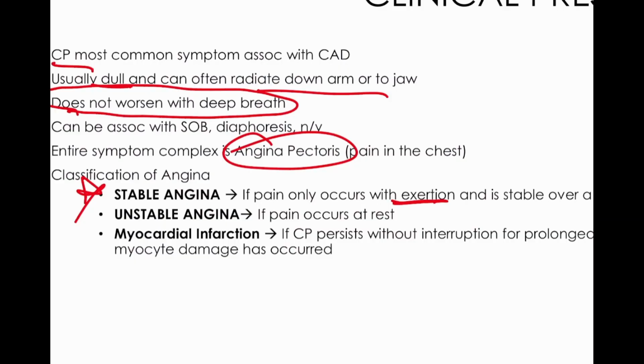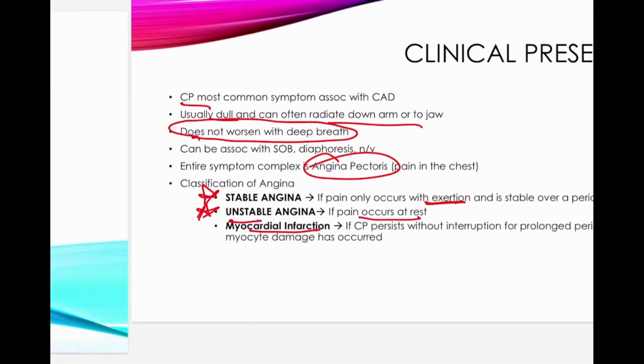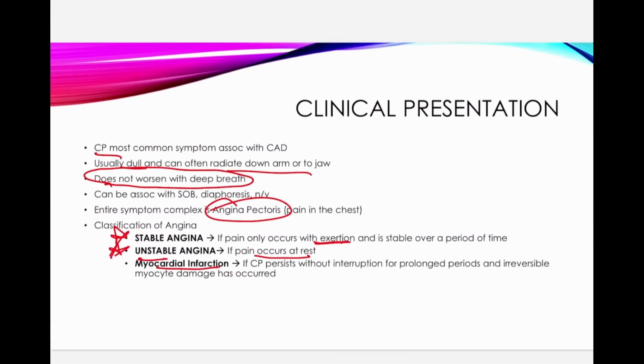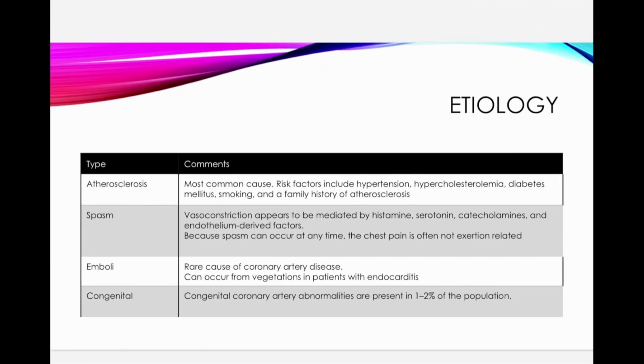The next one, unstable angina. This occurs at rest. They're just sitting there watching TV and they start getting chest pain. Okay, that's unstable angina. And the last one obviously is a myocardial infarction, that if this chest pain persists without interruption for a long period of time, you can get this irreversible myocyte damage due to the ischemia, lack of blood flow to an area. And if it goes for a long period of time, the tissue is going to die. So you have to know those 3 classifications of chest pain.